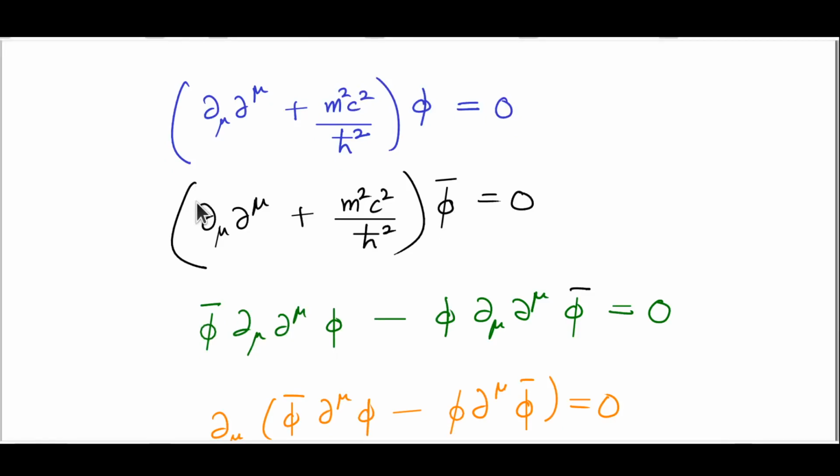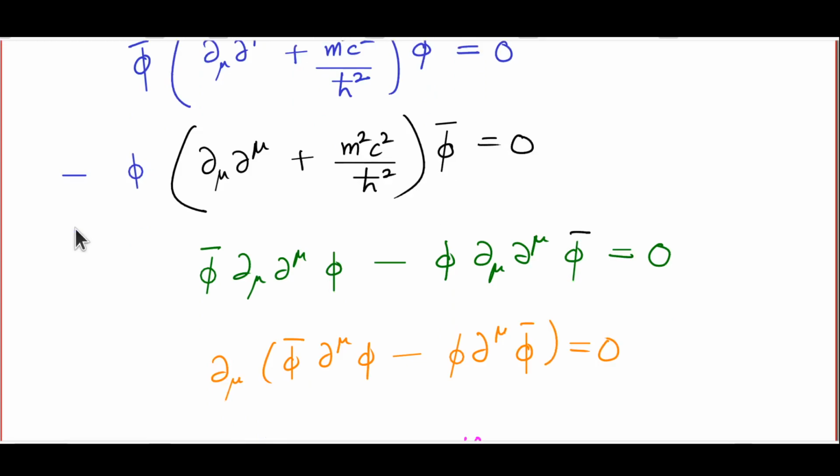We start with del_mu del^mu plus m square c square by h cross square acting on phi equals 0. We then take the complex conjugate, but note that phi is the only complex quantity here. So everything else stays the same. The phi gets replaced by phi bar. Then as standard, you multiply the first equation by phi bar and the second equation by phi and subtract. And this will make the m square c square by h cross square phi bar phi term cancel out. And you are going to be left with phi bar box phi minus phi box phi bar equals 0. And this is actually the same as del mu, a total four divergence, of phi bar del^mu phi minus phi del^mu phi bar.